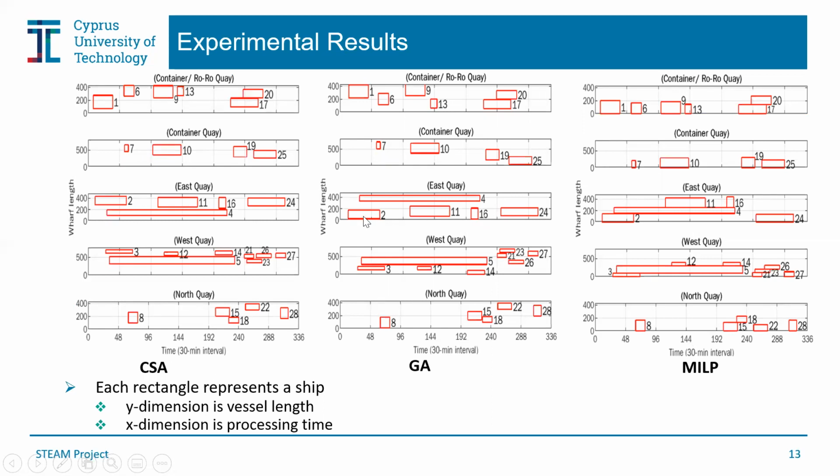Here, each rectangle represents a ship, and the number next to the rectangle demonstrates the ship number. For example, this is ship number 8, ship number 15, ship number 18, ship number 22, ship number 28. The y dimension is vessel length as a wharf length, and the x dimension is processing time or total service time for loading and unloading of containers. Let me explain the results further.